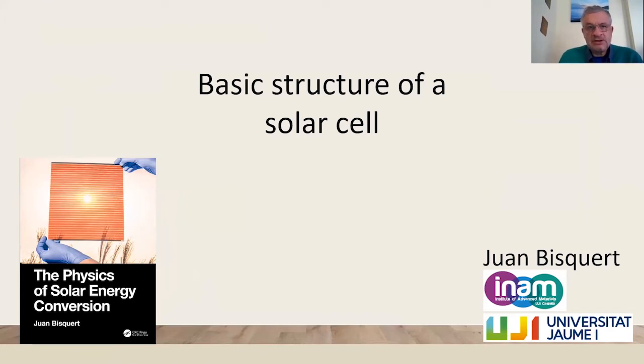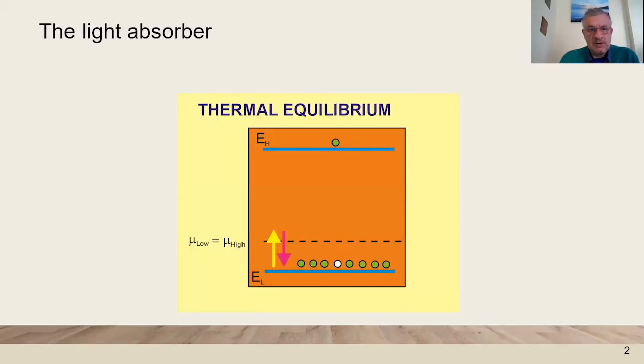In the course of physics of solar energy conversion, we are going to see the basic structure of a solar cell. So we're going to present the basic elements of how to build a solar cell, what is the essential of the operation of the solar cell. It begins with a semiconductor, and basically it will have two states.